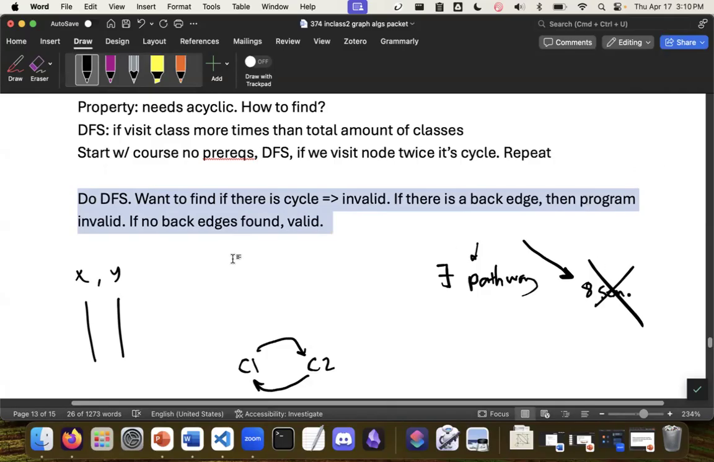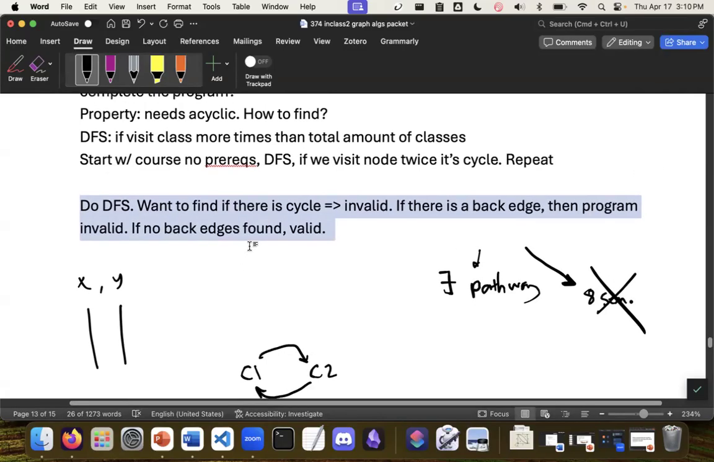Okay, so go home, look over this. Your homework is to look at topological sort. Your homework is also to finish the video and work on the project.